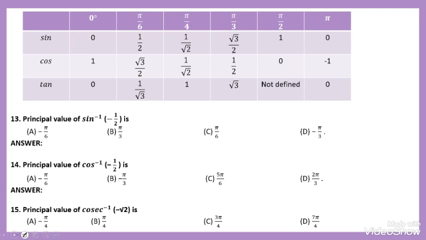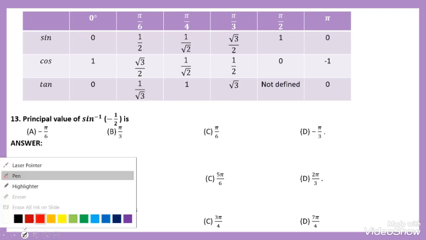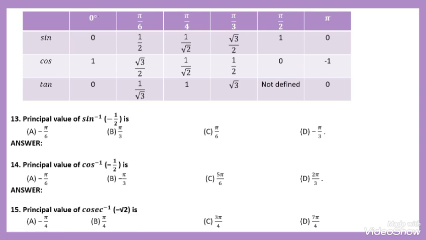0 degree means 0 radian. Here, pi by 6, pi by 4, pi by 3, pi by 2, pi denote the angles in the radian form. Here, 0 degree. Pi by 6 will be 30 degree. And pi by 4 denotes the 45 degree.